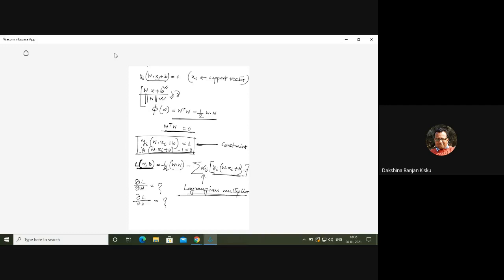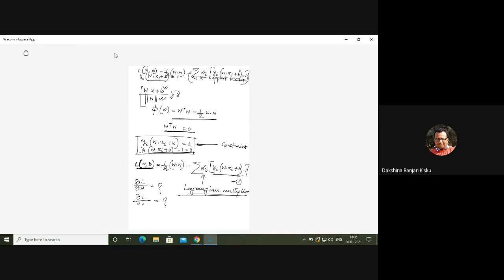Now we will expand this equation. We call this equation 1. L of W comma B equals half of W dot W minus summation of alpha I, Y I, W dot XI plus B minus 1. Now we will expand.